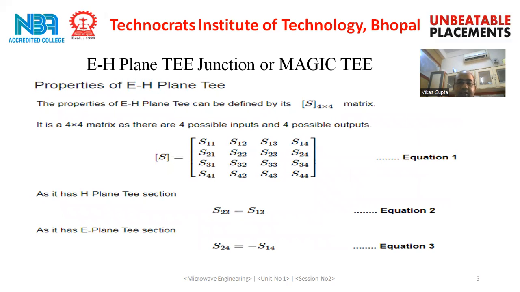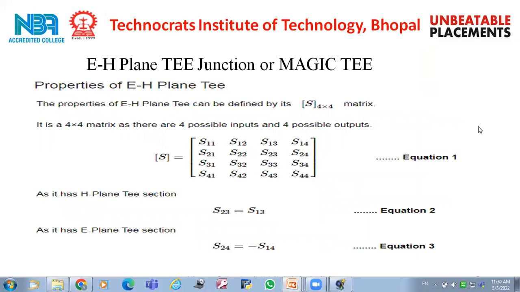So students, since it is a 4-port junction, we are going to prepare the scattering matrix of this 4-port junction. It will be a 4x4 matrix consisting of 16 elements: S11, S12, S13, S14, S21, S22, S23, S24, S31, S32, S33, S34, S41, S42, S43, S44. So these are the scattering coefficients.